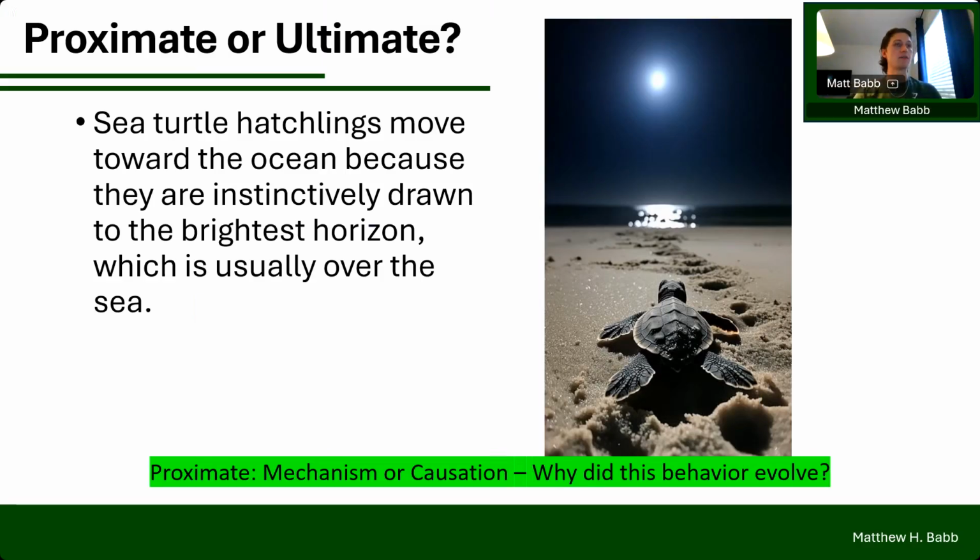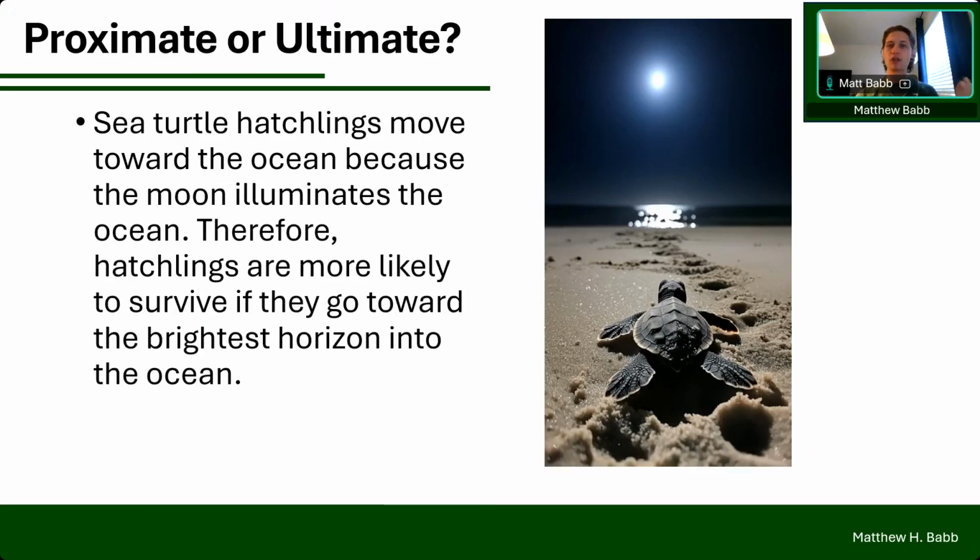And in this case, we're talking about the moon stimuli, right? So sea turtle hatchlings move toward the ocean because they're drawn to the brightest horizon, which is usually over the sea. Now, what's interesting, though, is watch how I can slightly change the wording and we can slightly change what we're discussing. Sea turtle hatchlings move toward the ocean because the moon alignment illuminates the ocean.